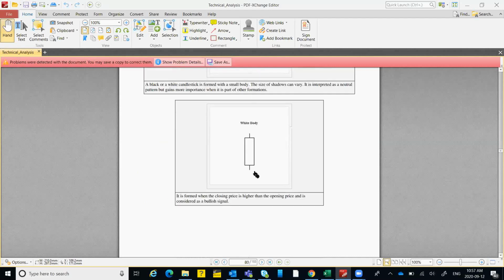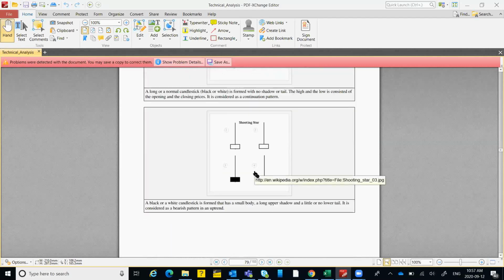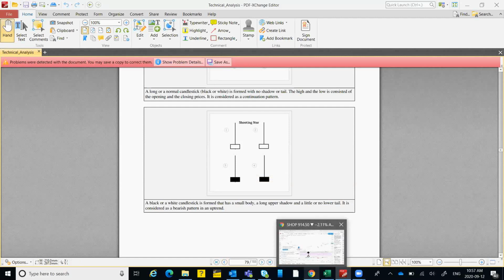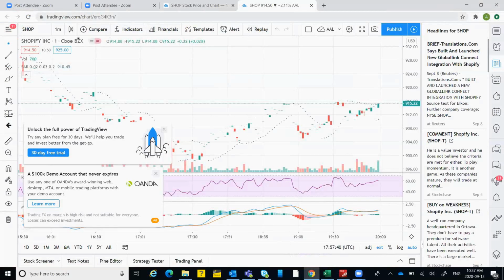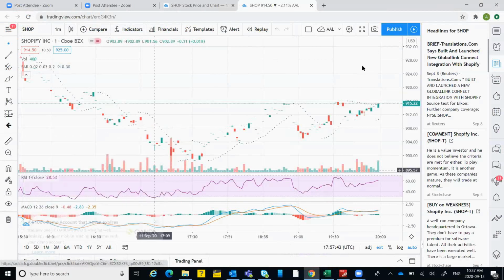The common patterns which we discussed are the spinning top, the shooting star, hammer, hanging man, and inverted hammer. So let's go to the live charts and see if we can find these candles here.